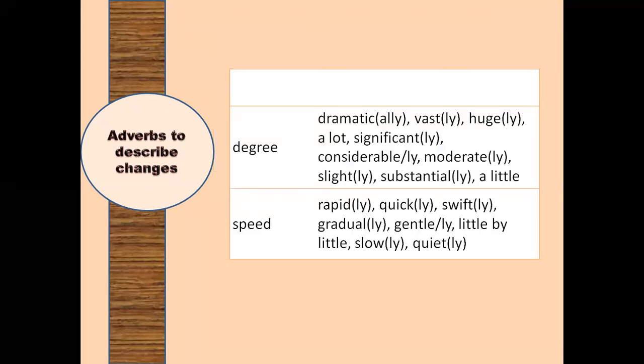There are some adverbs that will help you in describing changes. Degrees: dramatic change, a vast change, hugely increasing, a lot, significantly, considerably, moderately, slightly, substantially, a little. If you want to tell about the speed of the graph going up and down, then you can say rapidly, quickly, swiftly, gradually, gently, little by little, slowly, or quietly.